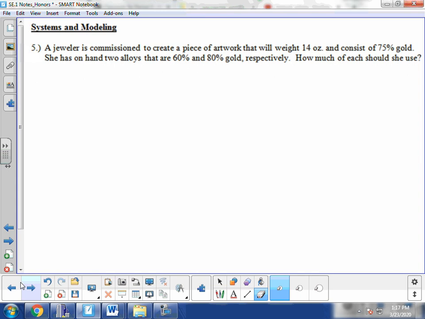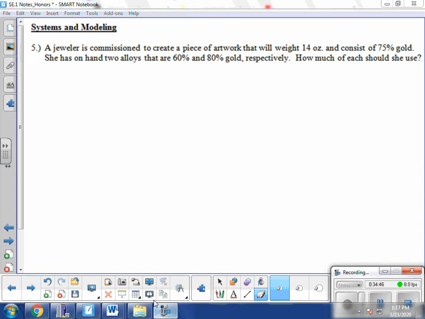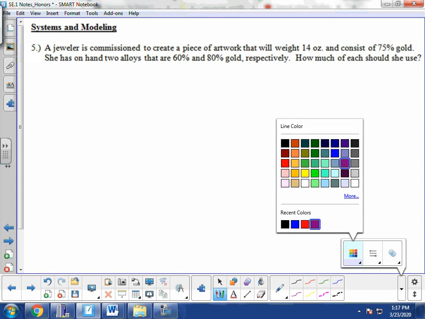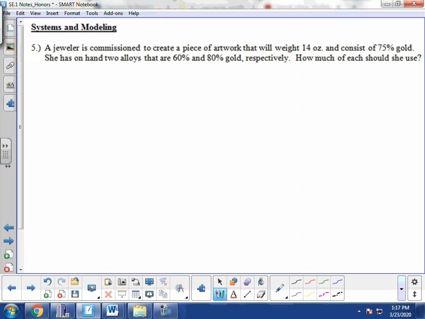5 says, a jeweler is commissioned to create a piece of artwork that will weigh 14 ounces and consist of 75% gold. She has on hand 2 alloys that are 60 and 80% gold respectively. How much of each should she use? So we will basically want to figure out the value for two different things. Let's say x equals the amount of the 60% alloy, and let's say y equals the amount of 80% alloy.